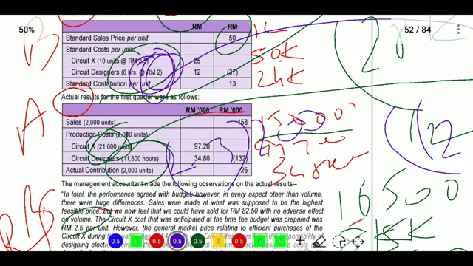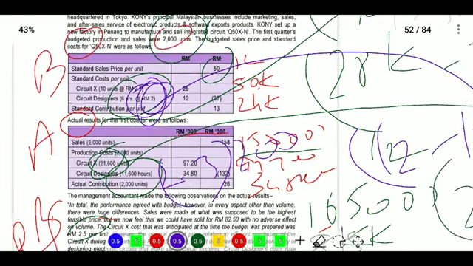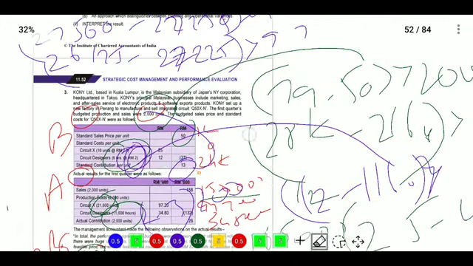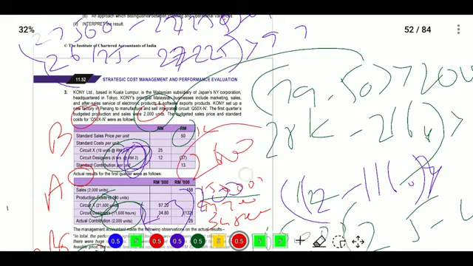So now we will get the actual contribution and the budgeted contribution. What is the budgeted contribution? 13 rupees into 2000 will be 26,000. So 26,000 will be the budgeted contribution.